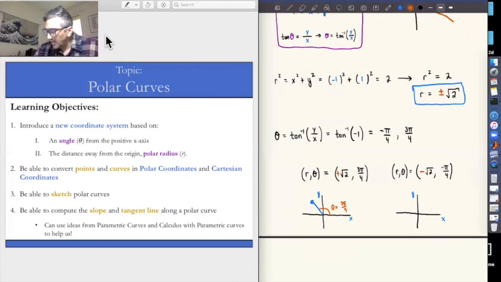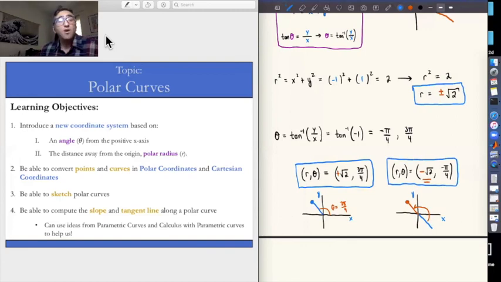If my angle is -pi/4, that lands us in quadrant 4. But because that r value is negative, rather than move out a square root of 2 distance in that direction, I'm going to reflect over the origin and move a distance of square root of 2 in the opposite direction. So both of these points represent the same Cartesian point. It's just that one has a negative polar radius and the other one does not. So we get to choose the angles that correspond to that particular value of the polar radius, the positive one or the negative one.